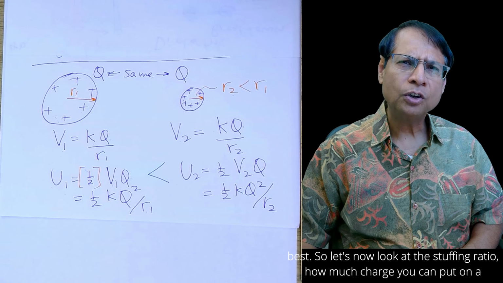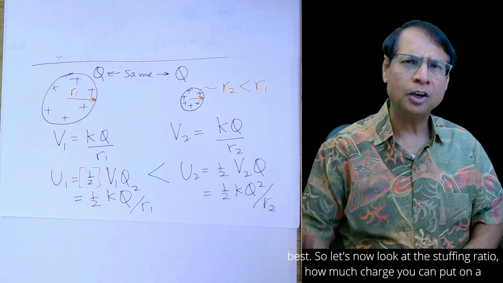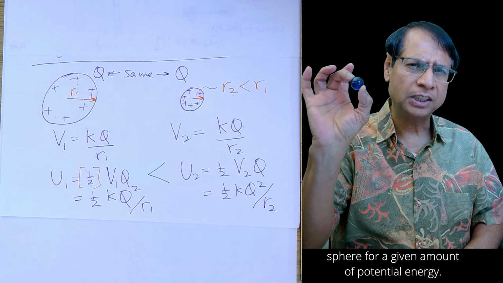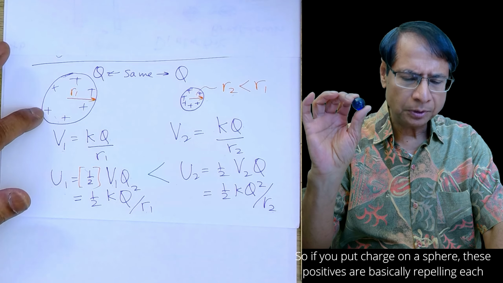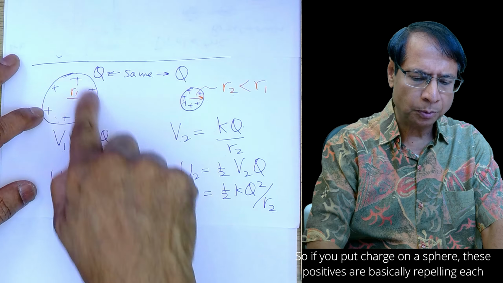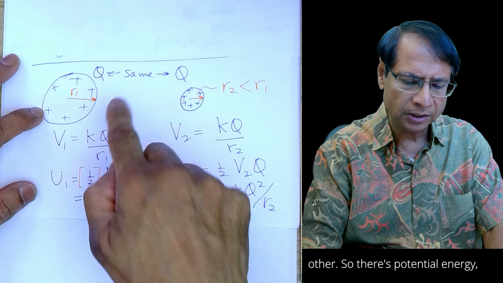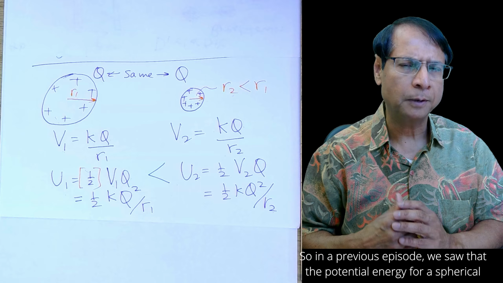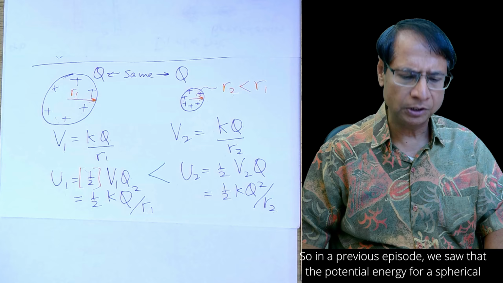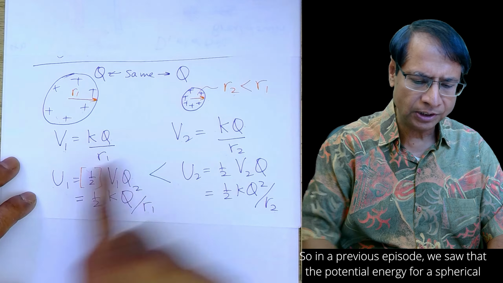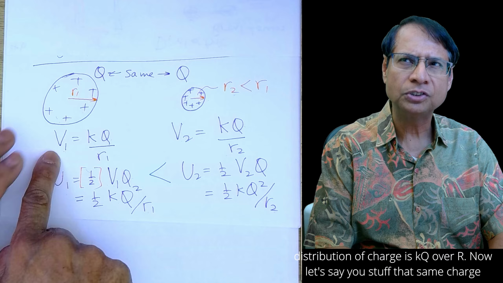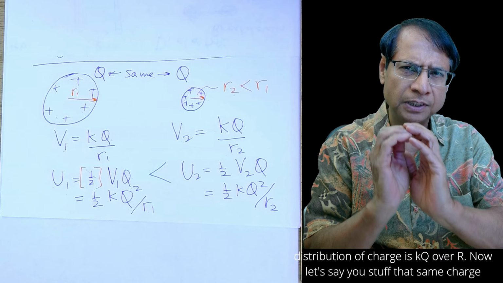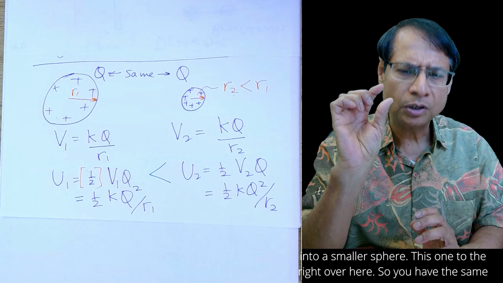Let's now look at the stuffing ratio of how much charge you can put on a sphere for a given amount of potential energy. If you put charge on a sphere, these positives are repelling each other. So there's potential energy, there's tension. It's like a compressed spring. In a previous episode, we saw that the potential for a spherical distribution of charge is kq over r. Now let's say you stuff that same charge into a smaller sphere.